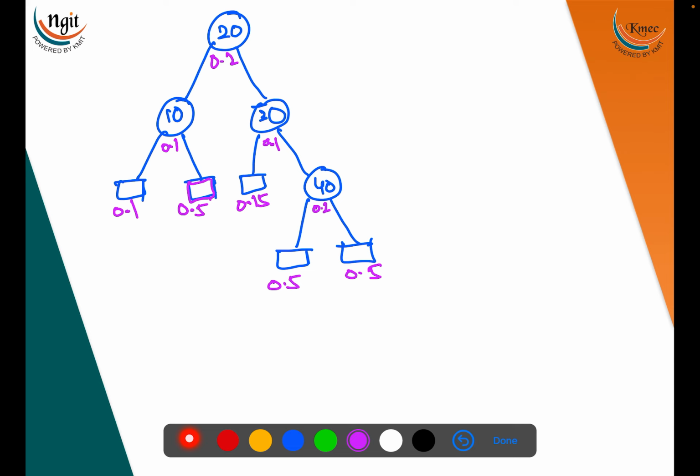So the cost of searching 20 is what? It is in level 1. Cost of searching 20 is 1 into, and this 1 indicates the level. 20 is at level 1, 10 is at level 2.